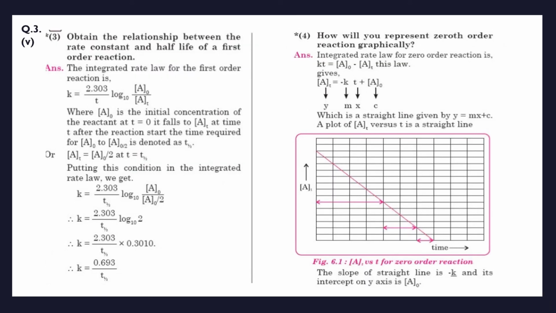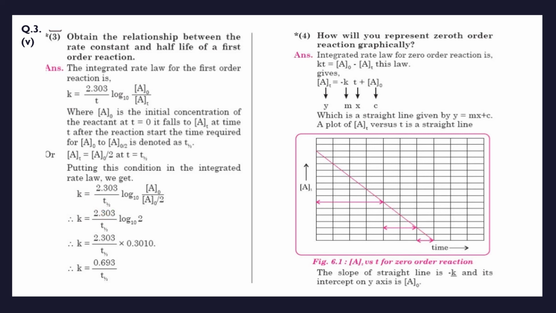Question number 4. Obtain the relationship between the rate constant and half-life of a first order reaction. Answer, the integrated rate law for first order reaction is rate constant k is equal to 2.303 upon t logarithm to the base 10 A0 upon At, where A0 is the initial concentration of reactant at t is equal to 0 and At is the concentration after a time t. At half-life time, At is equal to A0 upon 2 and t is equal to t half. Substituting in this expression, we can write k is equal to 2.303 upon t half.